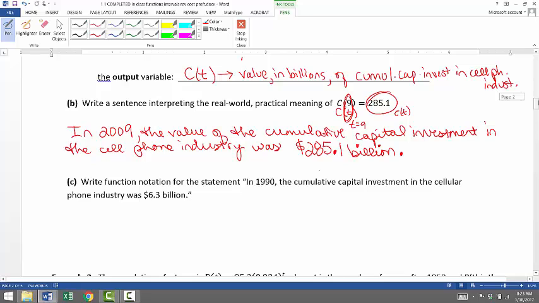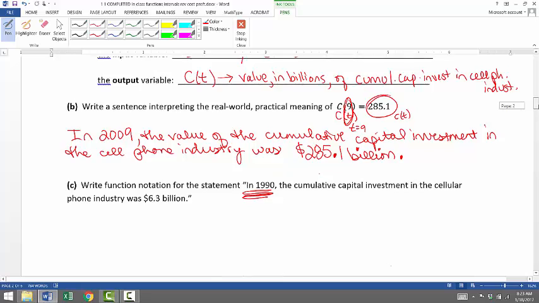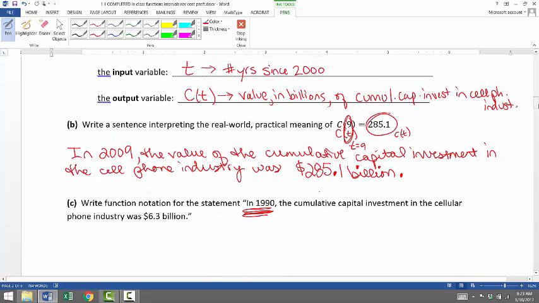Part C asks us to do it backwards. Write a function notation statement for this sentence. In 1990, the cumulative capital investment in the cell phone industry was $6.3 billion. So in 1990, we need to ask ourselves, what is the value of T? Recall T is the number of years since 2000. So this is 10 years before 2000. So T would equal negative 10.